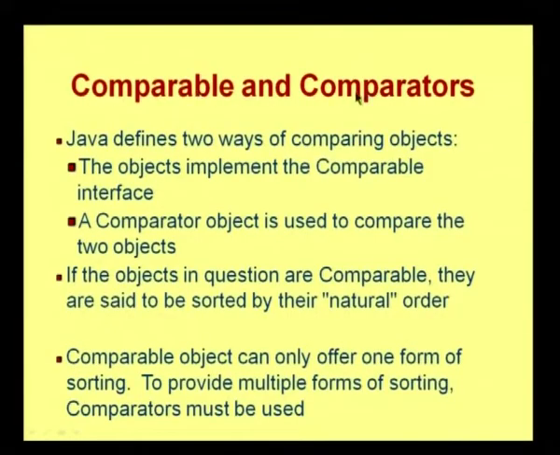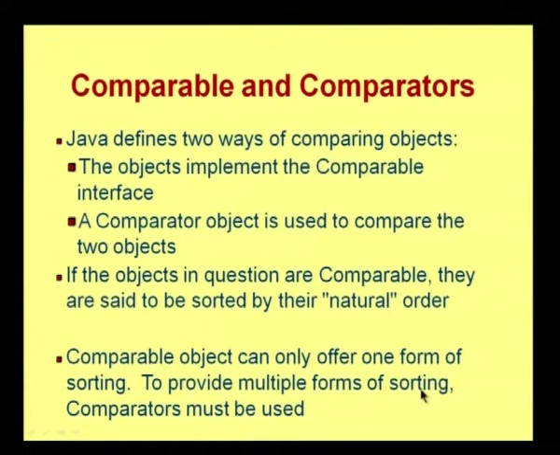So next is about comparable and comparators. Java defines two ways of comparing objects. So the object implements the comparable interface, or a comparator object is used to compare two objects. So two ways, one is using an interface or using a class. If the objects in question are comparable, they are said to be sorted by their natural order. So if I say both are comparable, it means that they are sorted by natural order. A comparable object can only offer one form of sorting. So only one form of sorting could be offered.